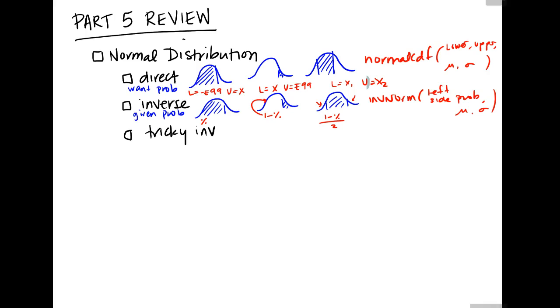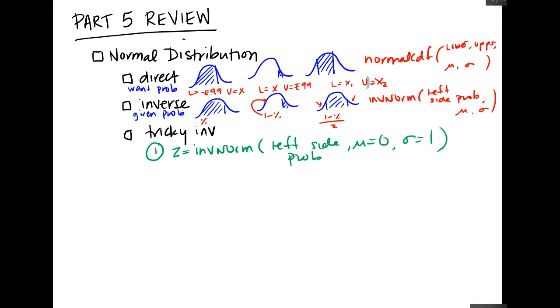And then the tricky inverse, this is probably the one that you most likely need some notes on for your note card. Step 1 for the tricky inverse is to find a z using inverse norm, the left side probability, and then using a mean of 0 and a standard deviation of 1, regardless of what they gave you. And remember, this is when we're going to be looking for sigma or mu. And then step 2, after you have your z-score, is to use x is equal to z times sigma plus mu, plugging in all of our different values to find your unknown piece, right? And doing a little bit of algebra.